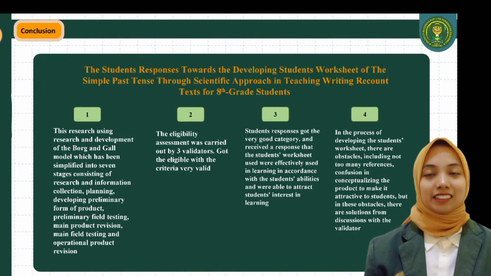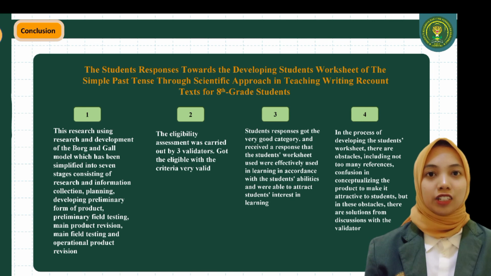And then the last content is about conclusion. For the first conclusion, this research uses research and development of the Borg and Gall model, which has been simplified into 7 stages consisting of research and information collection, planning, developing preliminary form of product, preliminary field testing, main product revision, main field testing, and operational product revision.